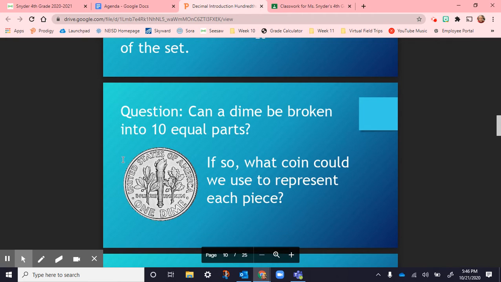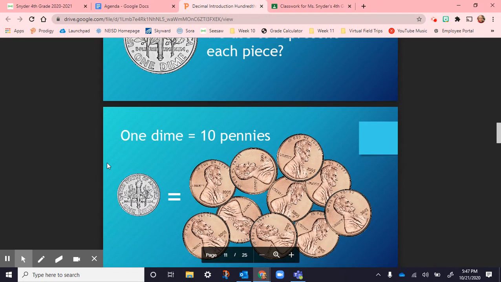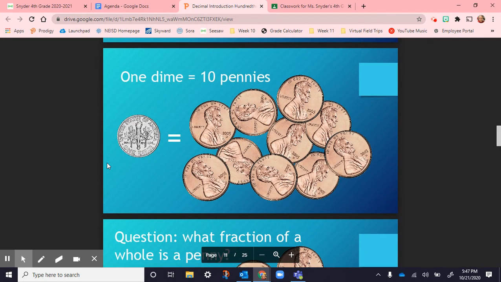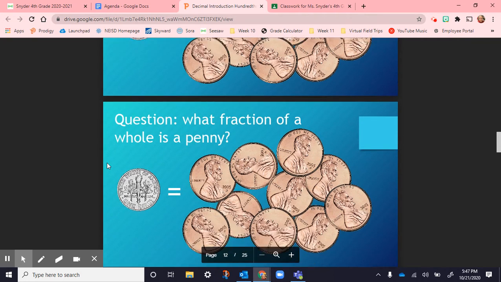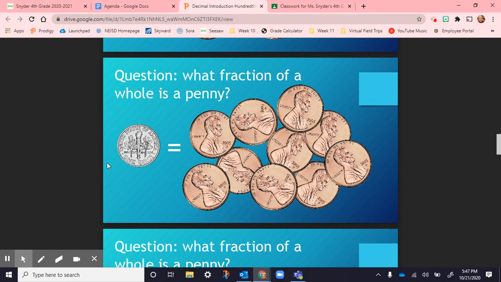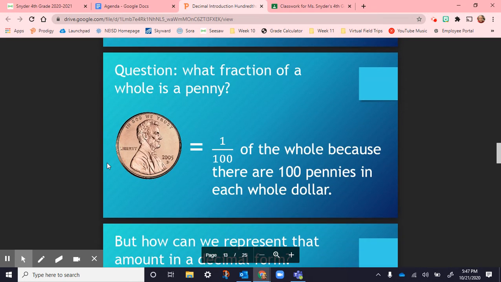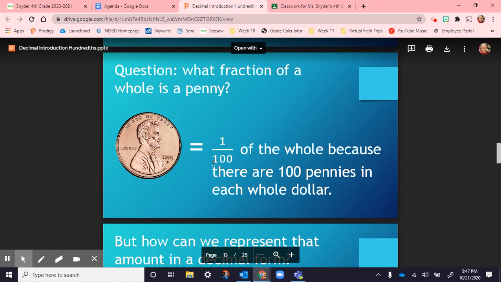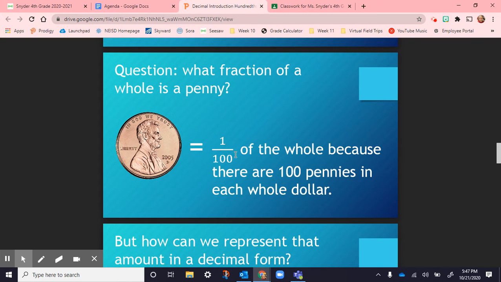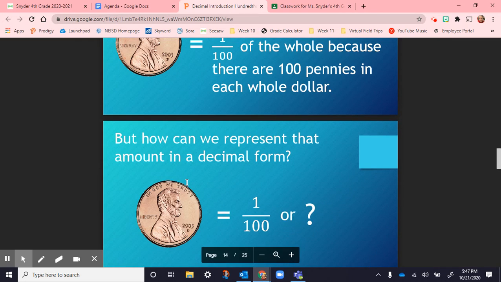Then we can break it down even further. We can take our dime and take it one step further by breaking it into another 10 parts, and that one is with a penny. So 1 dime is equal to 10 pennies. If we think about what fraction of a whole, think about $1 as our whole. How many pennies does it take to make that dollar? That would be 100 pennies. So 1 penny is 1 out of 100, 1/100th of the whole, because there are 100 pennies in each dollar.